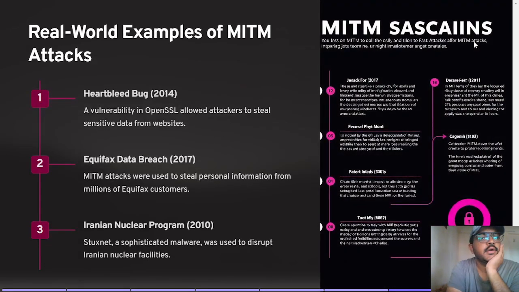Next, real world examples of MITM attacks are the Heartbleed bug in 2014, the Equifax data breach in 2017, and the Iranian nuclear program in 2010. These are real world examples of MITM attacks.